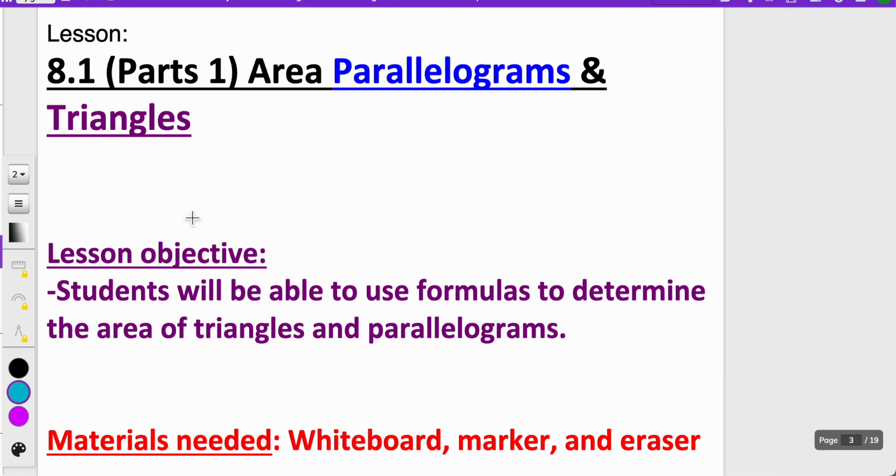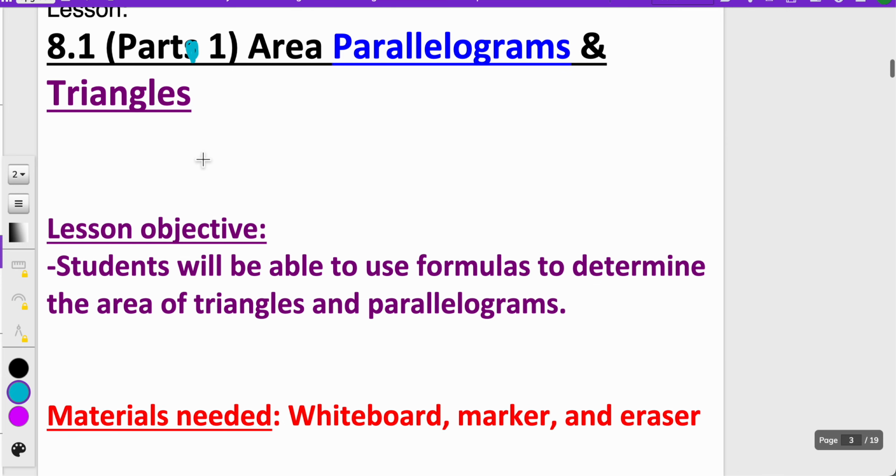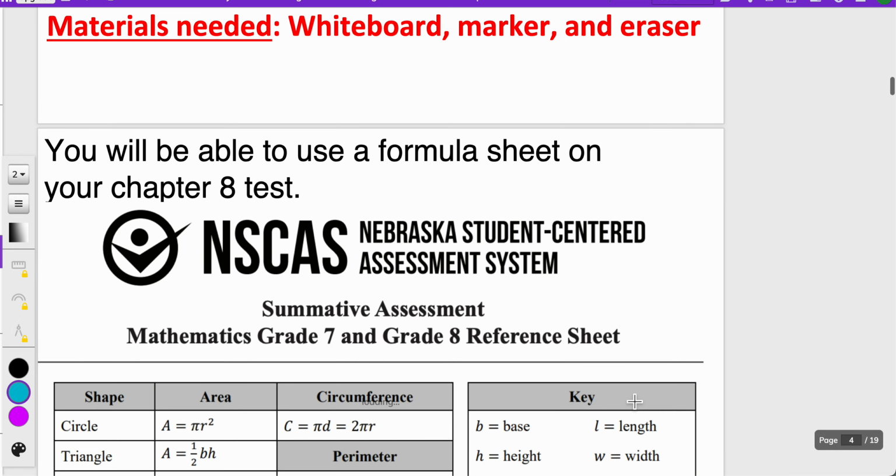Today we're looking at 8.1 Part 1, just the area of parallelograms and triangles. This is going to be starting our chapter on volume, and we're going to take it easy today with a simple lesson on these. You'll be able to use those formulas to determine the area of triangles and parallelograms, and today in class we're just using a whiteboard marker and an eraser for this lesson.